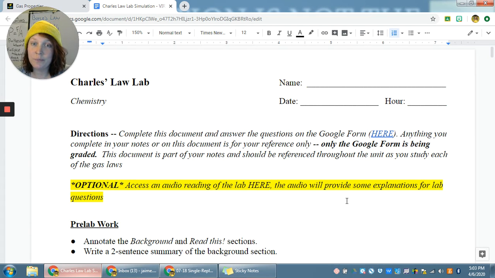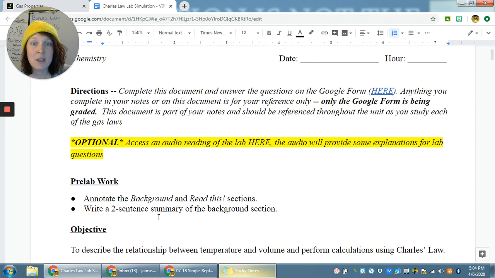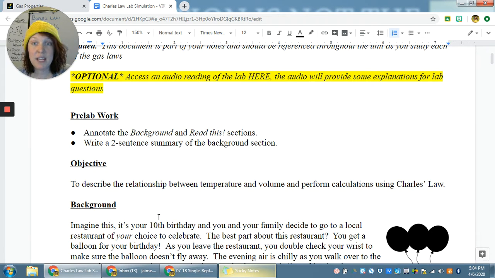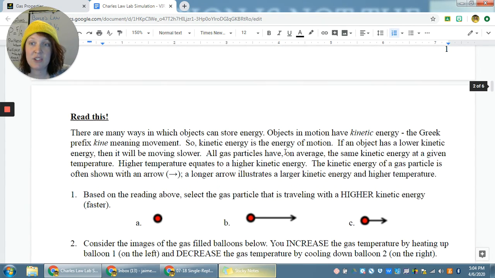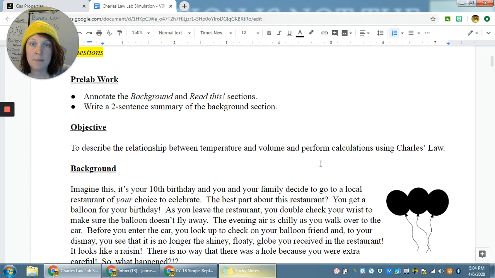They are for you. Optional, access an audio recording of the lab here. The audio will provide some explanations for the lab questions. That's what you're listening to right now. Pre-lab work: annotate the background and read this section, and then write a 2-sentence summary of the background section. So this is the background section right here, and the read this section is right here on page 2. Okay, objective: to explore the relationship between temperature and volume and perform calculations using Charles's law.